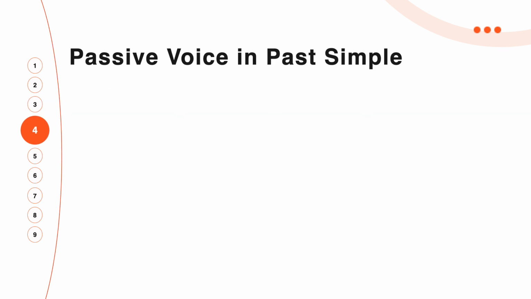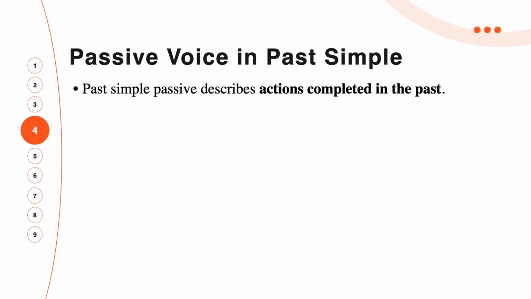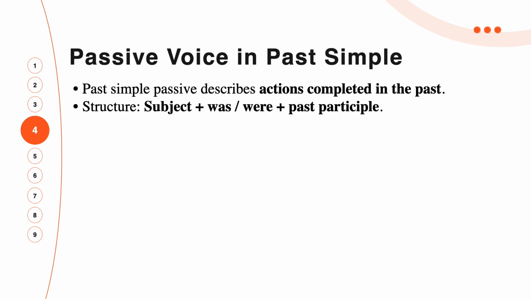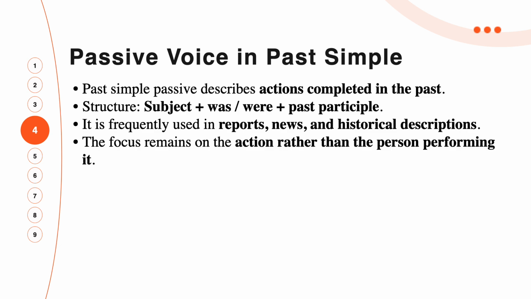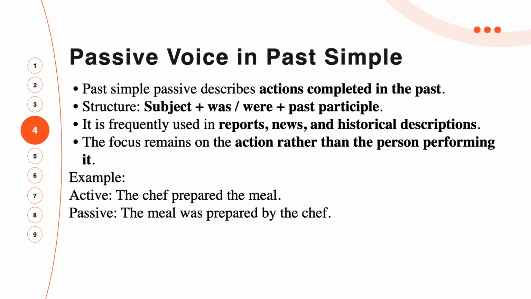Passive voice in past simple. Past simple passive describes actions completed in the past. The structure is subject plus was, were plus past participle. It is frequently used in reports, news, and historical descriptions. The focus remains on the action rather than the person performing it. Example: the chef prepared the meal. The meal was prepared by the chef.